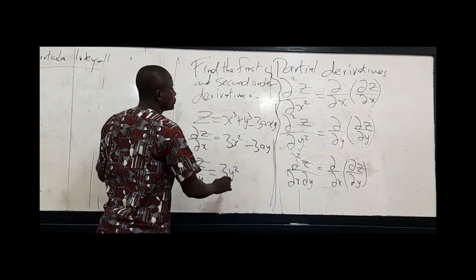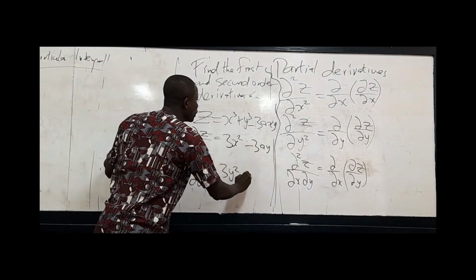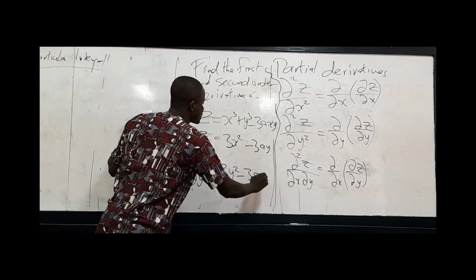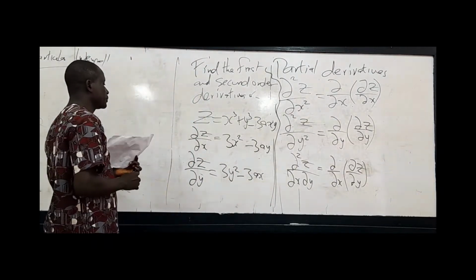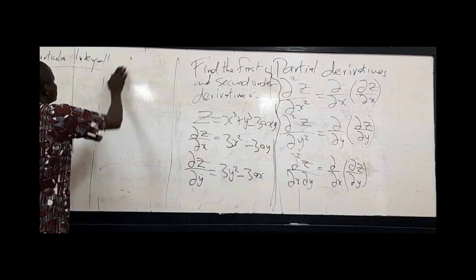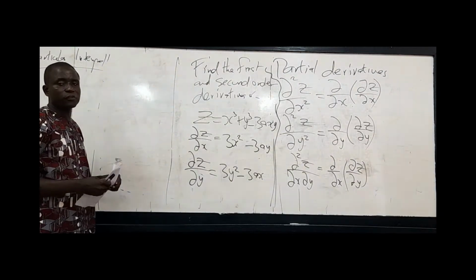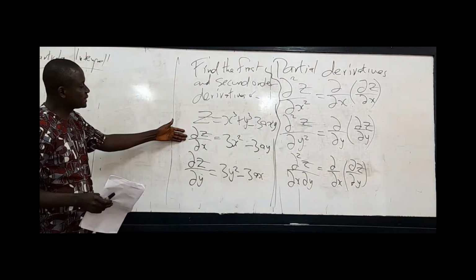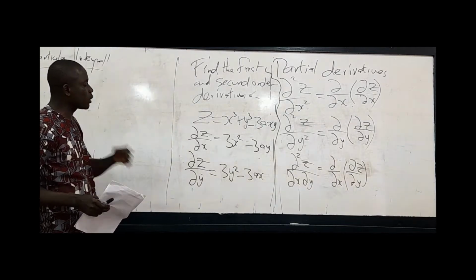3y squared. Then once again, y will go minus 3ax. The y also vanishes. Now, right now, we've differentiated z with respect to x, and then z with respect to y.